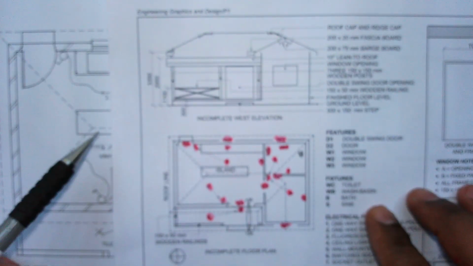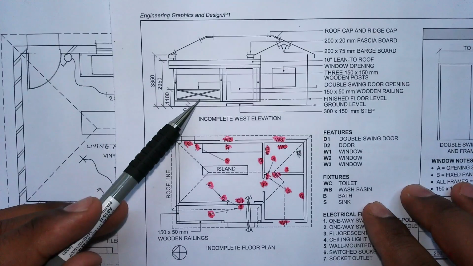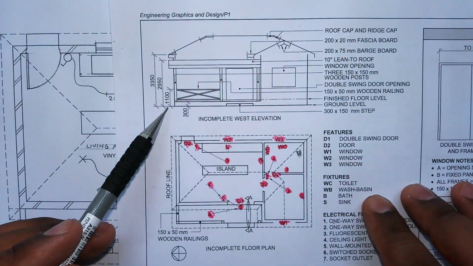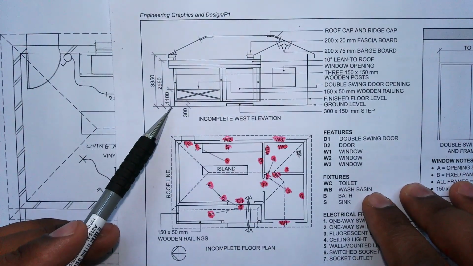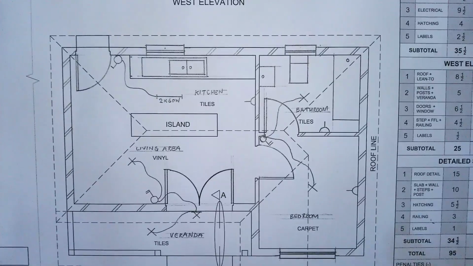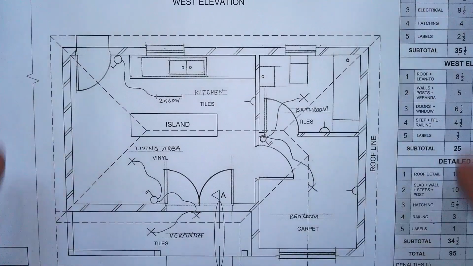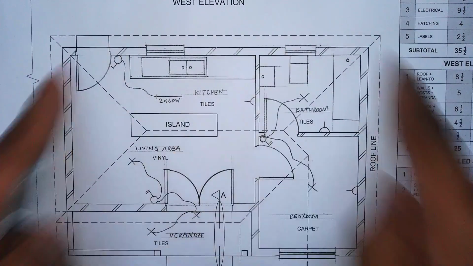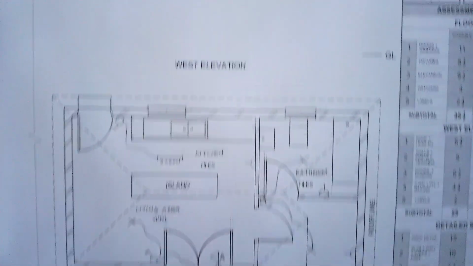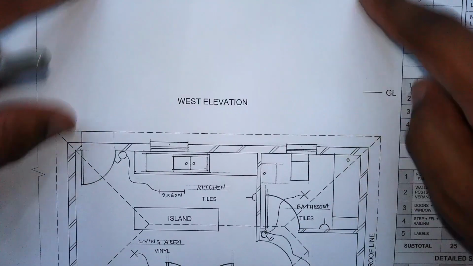Okay, so here we are given the incomplete west elevation, so obviously we have to draw the complete elevation. All right, so we'll use our floor plan here to project all the sections of the house, or building, to come up with the complete west elevation up there.